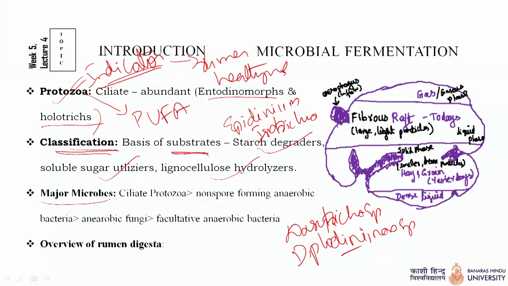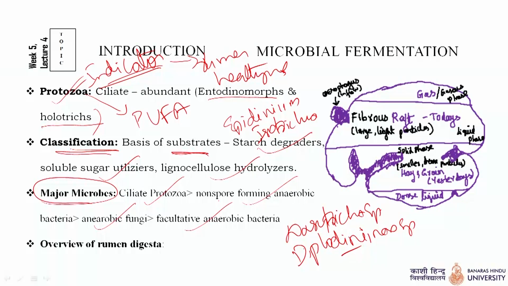Now we'll see the major microbes in the rumen. The first one is the ciliate protozoa, which are present in huge numbers, followed by non-spore forming anaerobic bacteria, then followed by anaerobic fungi, and the last one is facultative anaerobic bacteria. So this is the composition based on the numbers, right?